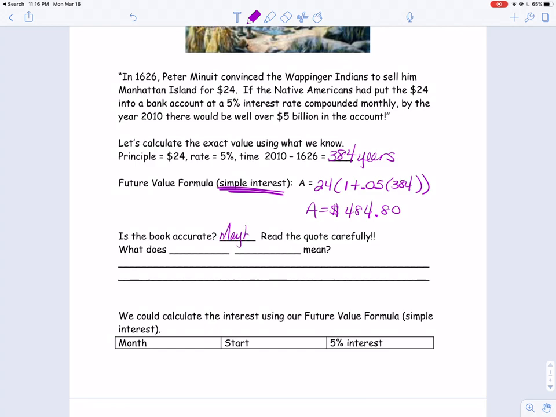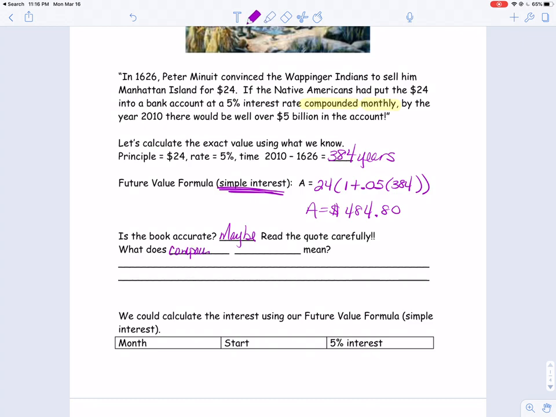Well, maybe it is, because what did it say? It didn't say anything about simple interest. As a matter of fact, it had a key word in there, and that key word is compounded. Well, how often is it compounded? It's compounded monthly. That means it's earning interest not once a year, but 12 times a year. So not only are they earning interest on the original $24, but every time they earn a little bit more money, they also earn interest on the previously earned interest. That's odd to say, but that's what's happening. So let's go ahead and throw that in there.